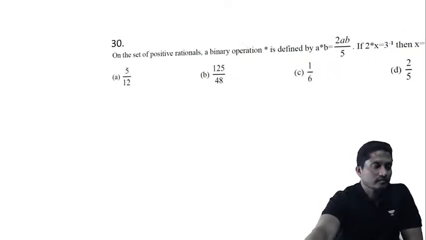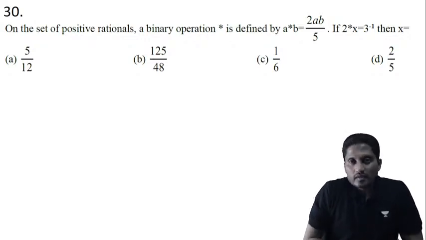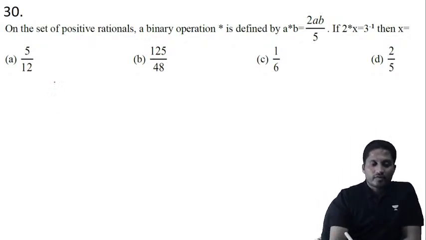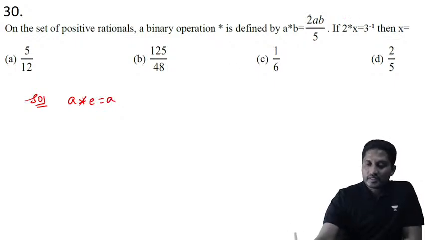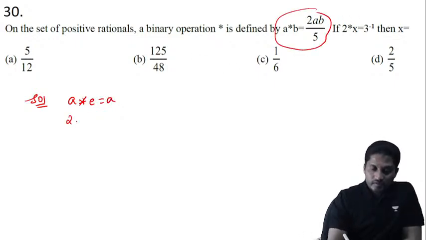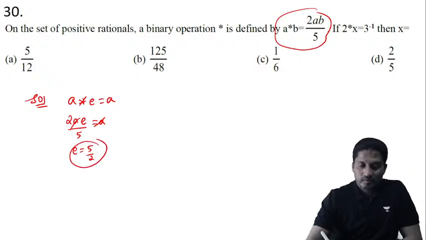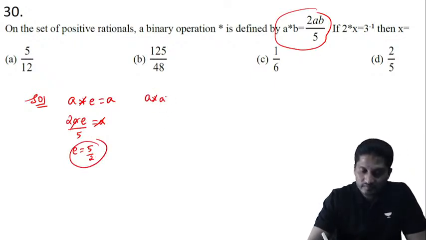Let's move to the next question. See, follow carefully, good question. If E is the identity element, A star E should be equal to A, right? A star B is 2AB by 5. This is 2AE by 5 is equal to A. E is equal to 5 by 2. Okay, and then A star A inverse is equal to E. This is 2A into A inverse divided by 5, E is equal to 5 by 2.